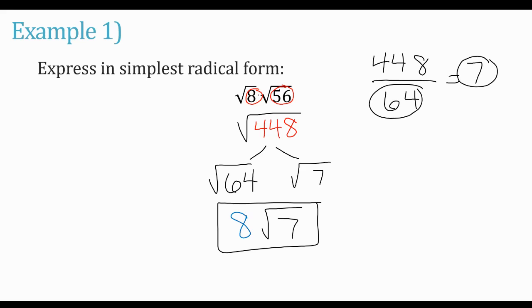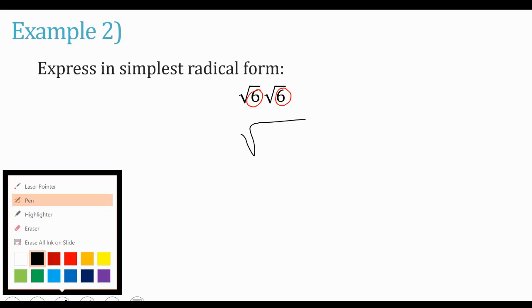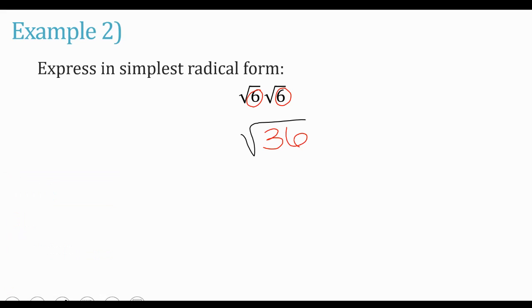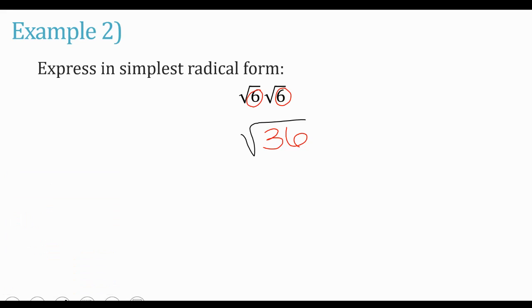All right, let's take a look at one more example. Now this one kind of looks simple, and it is. I just wanted to show you an example because sometimes this happens. So we're going to do the same thing. We want to express this in simplest radical form. We know we're multiplying, so I'm going to be multiplying these radicands. And 6 times 6 gives us 36. Now, when we simplify the square root of 36, hopefully you'll recognize that gives us just the number 6.